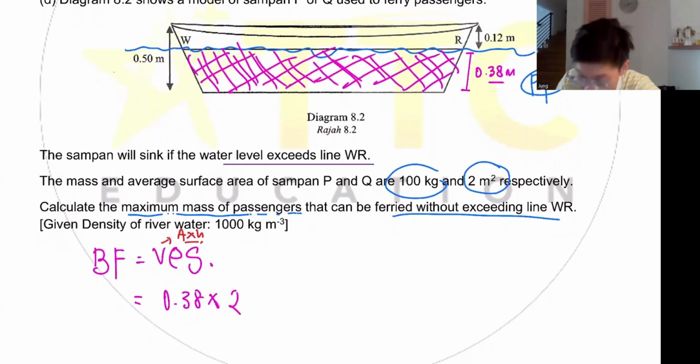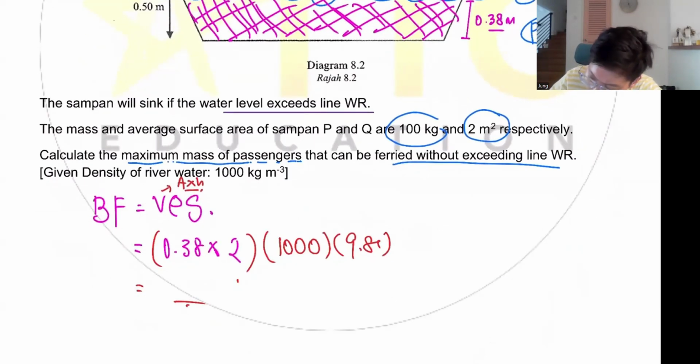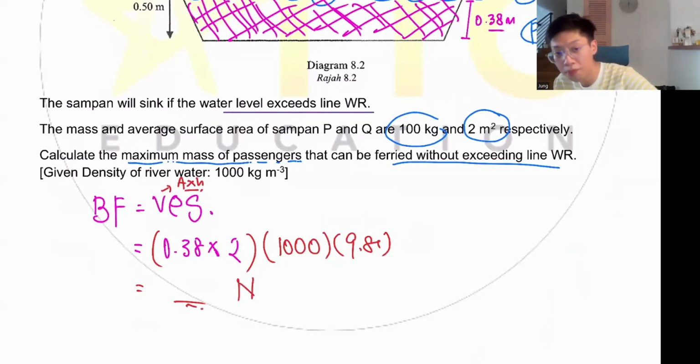Volume is equal to area times height, right? So then you multiply already. Density is how much? The density of water is 1000 kg per meter cube. Gravity is 9.81. So you get your buoyant force in terms of blah, blah, blah Newton. When I say blah, blah, blah Newton, you have to press this out first.